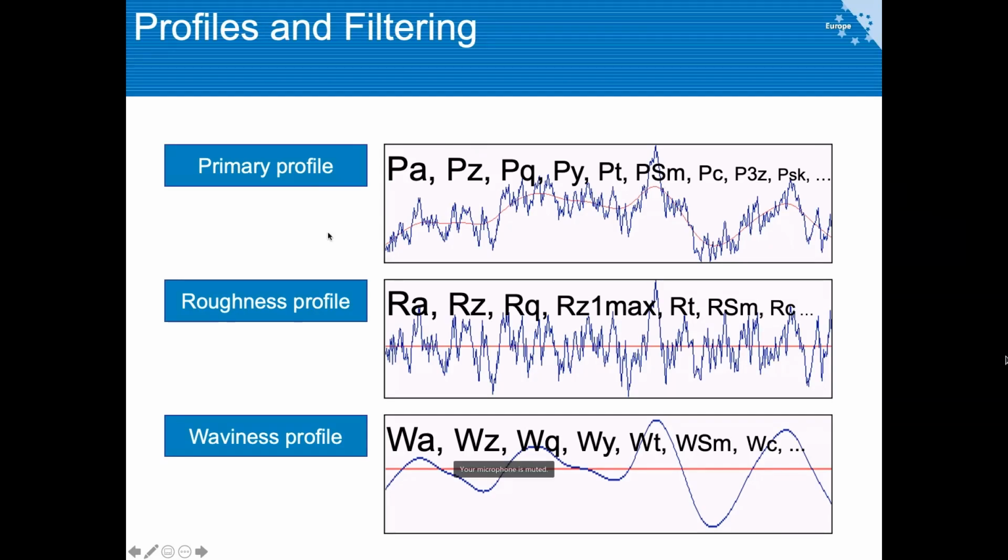So this is not very hard to understand. P stands for primary, R stands for roughness, W stands for waviness. But in order to understand it, you simply must know these terms: primary, roughness, waviness, and the primary consists of both of these together. And there are plenty of parameters, more than 36 of them. We'll get to some of them after a little while.